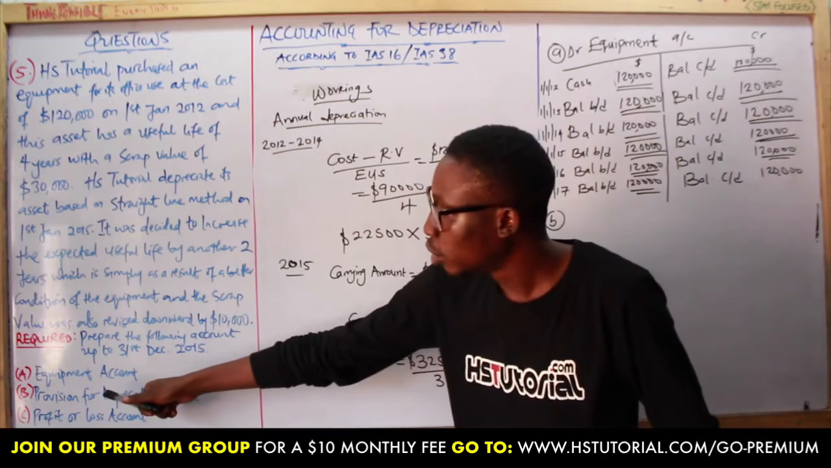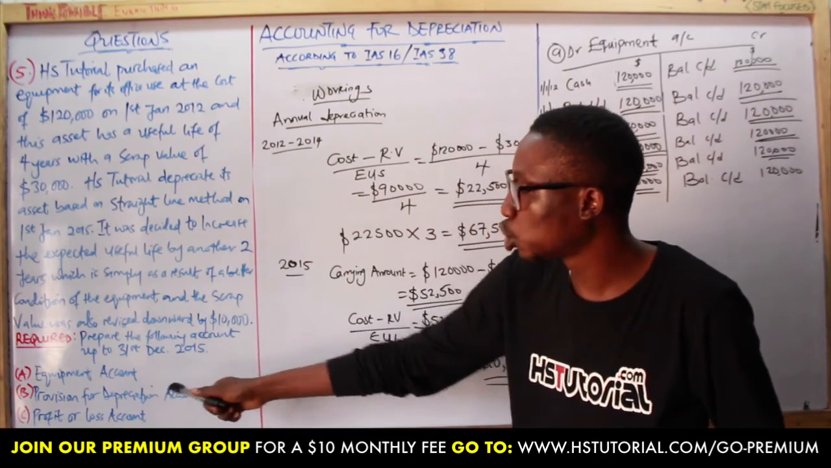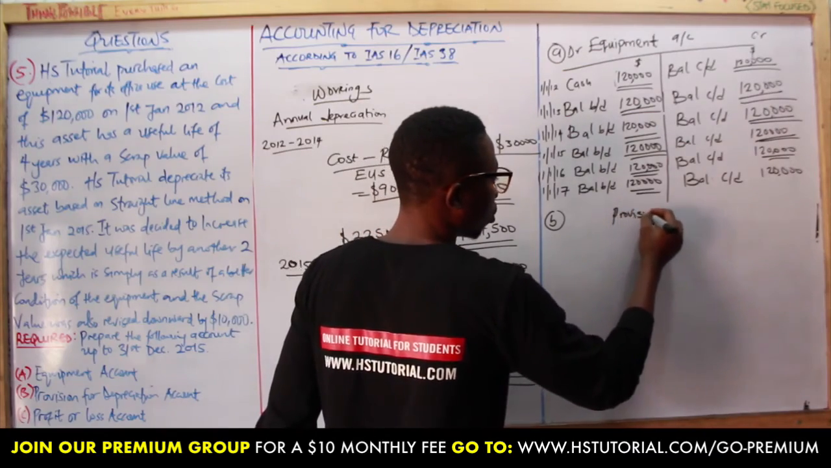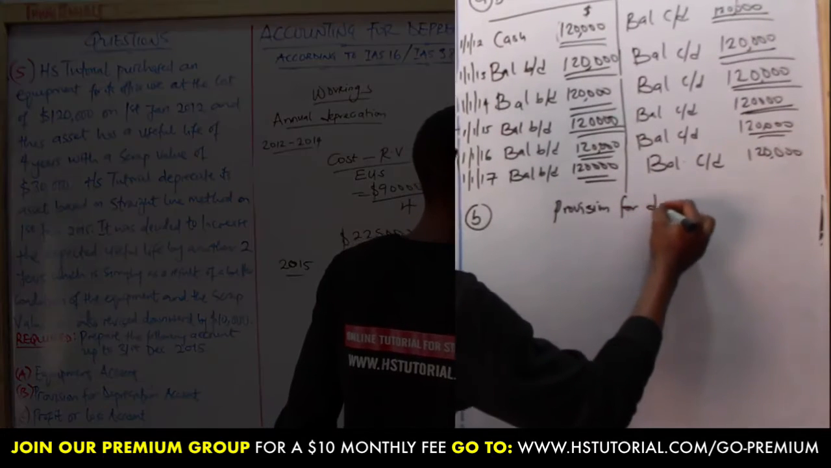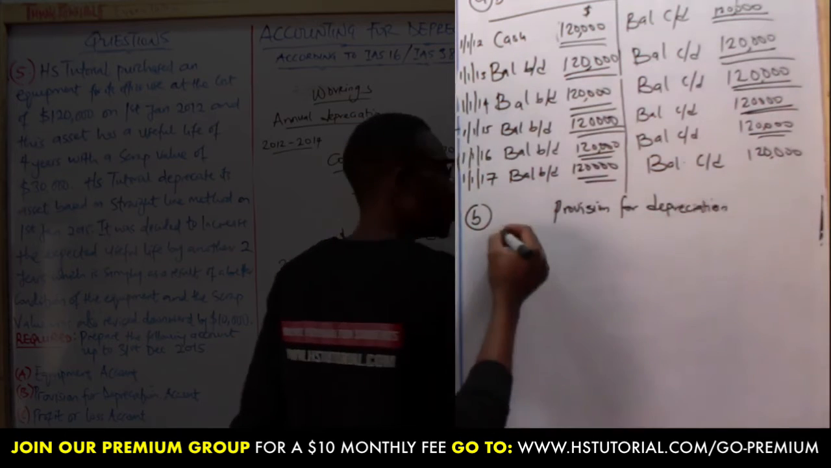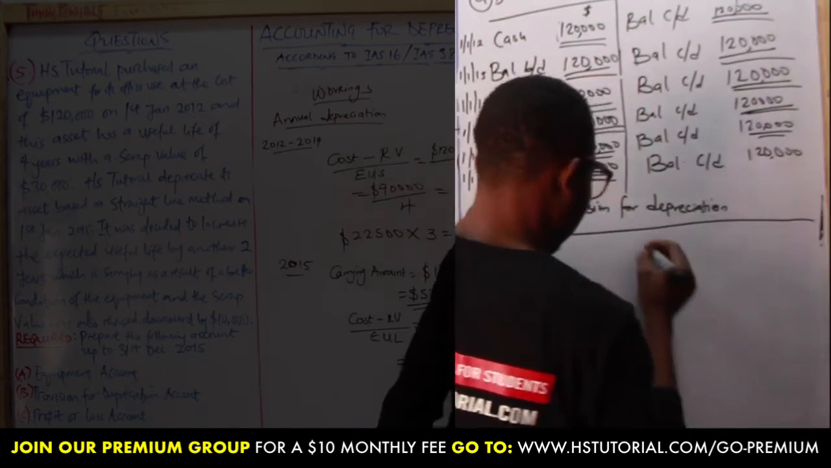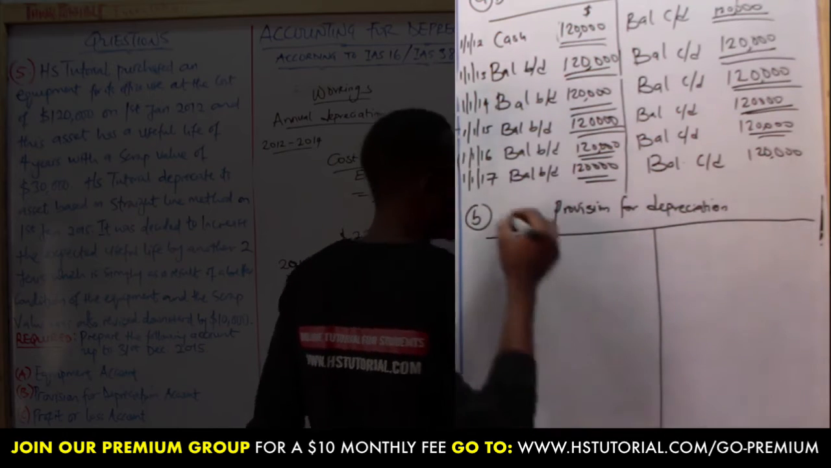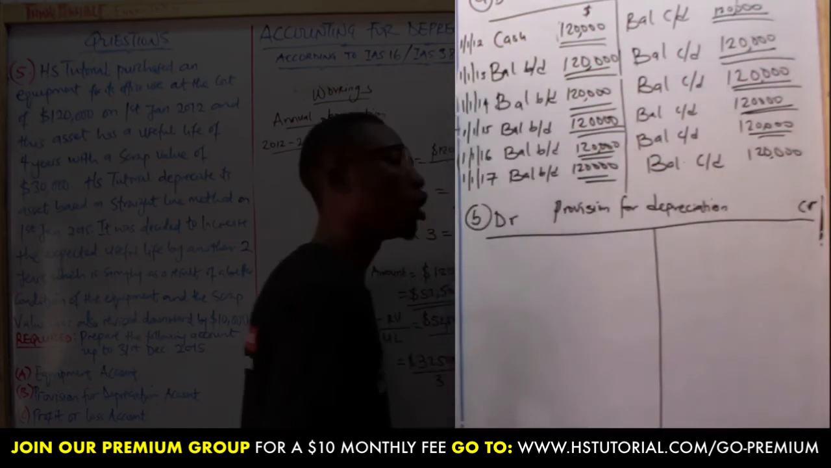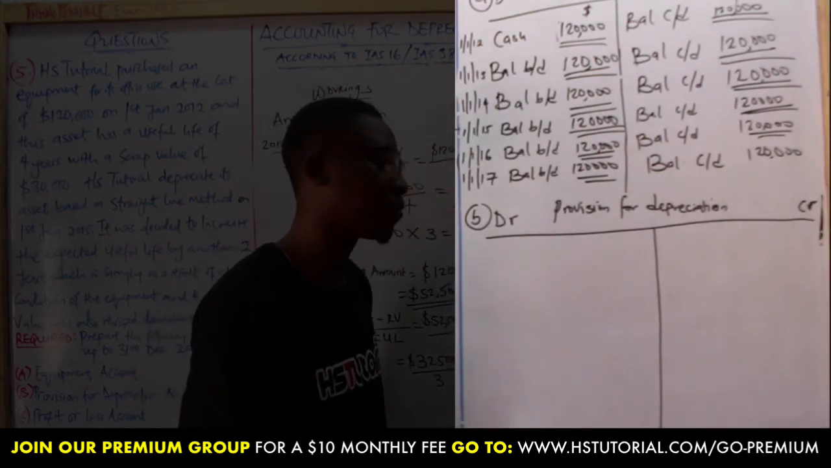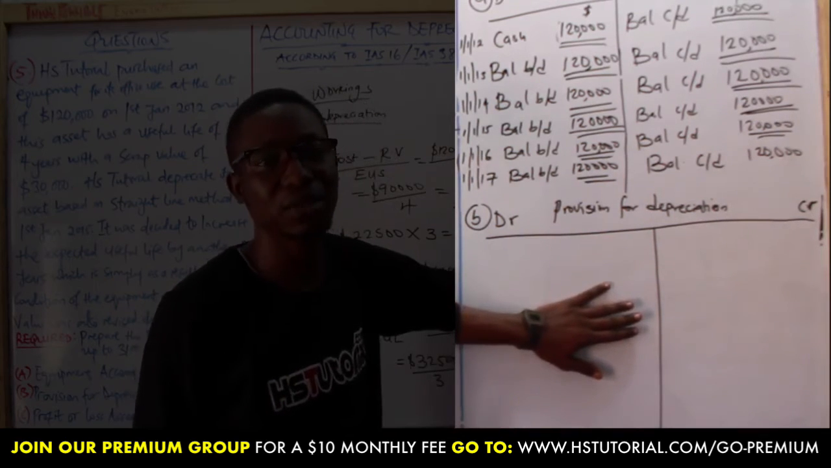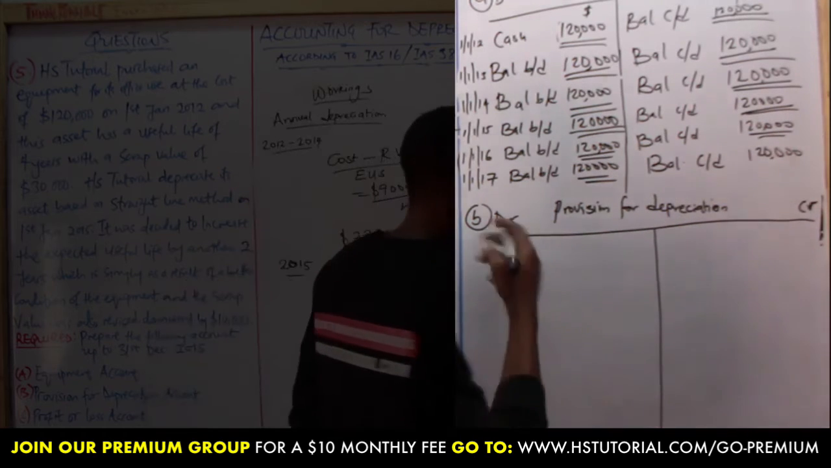The second requirement said you should open the provision for depreciation account. So now let us open this account as well. Provision for depreciation account. So let us use this same T format, which is the ledger. So we did not use the vertical format or the straight format for it because we feel this one can better explain the debit and credit entry of it. So now let's move forward.